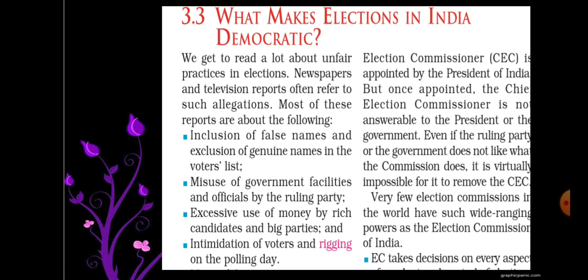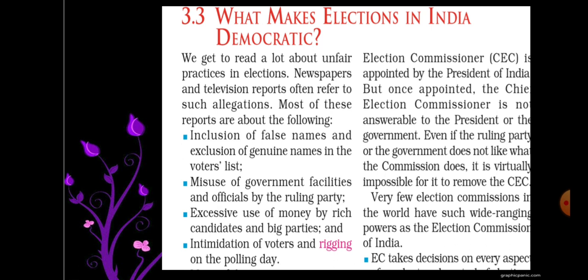The election commissioner implements the code of conduct and punishes the violations made by the parties or candidates. When election officials come to the opinion that polling was not fair in some booths or even an entire constituency, they order a repoll.